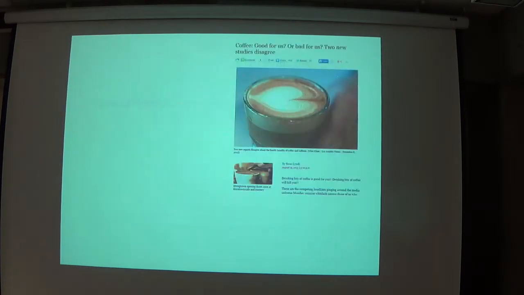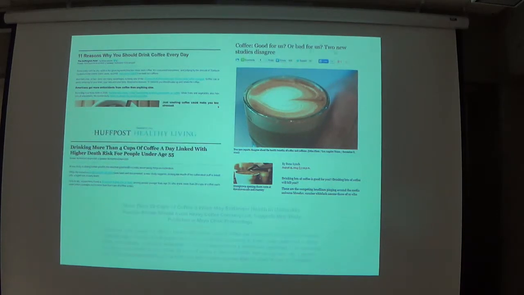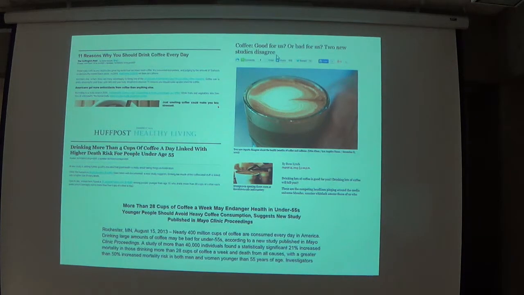All right, now, here we go. Coffee, good for us, bad for us. Two new studies disagree. Surprise. 11 reasons why you should drink coffee every day. Drinking more than 4 cups of coffee a day linked with higher death risk for people under age 55. More than 28 cups of coffee a week, which sounds ridiculous until you realize that's more than 4 cups a day. I saw that and thought, holy hell, who drinks 28 cups a week? And then I realized that's a quart of coffee a day. I would not be surprised if there are quite a few people drinking that much coffee.